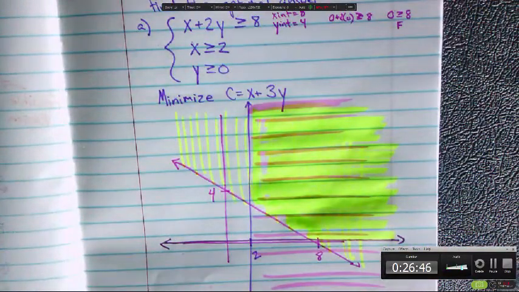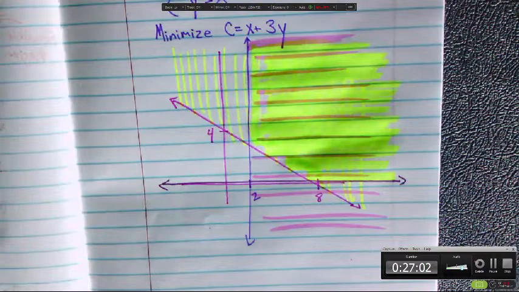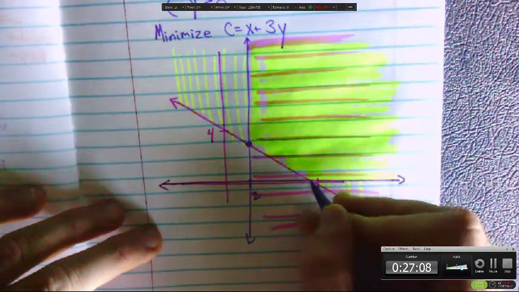Does that make sense to everybody? That's just like number 7 on yesterday's paper. You graph all of them on the same graph, and you only shade the area that applies to all of them. Now, in doing that, we have found the feasible region, and the feasible region has vertices.